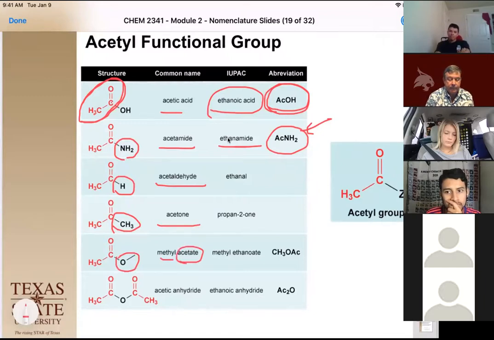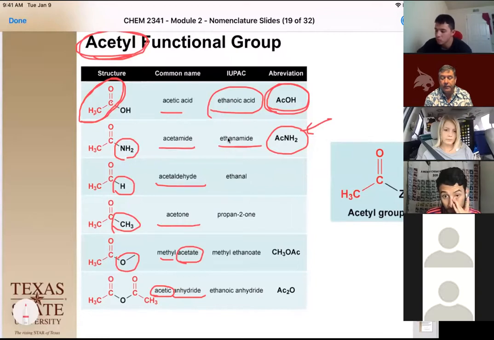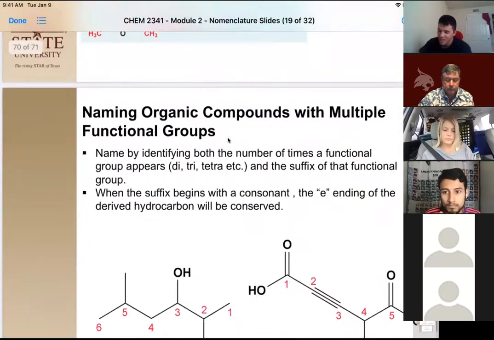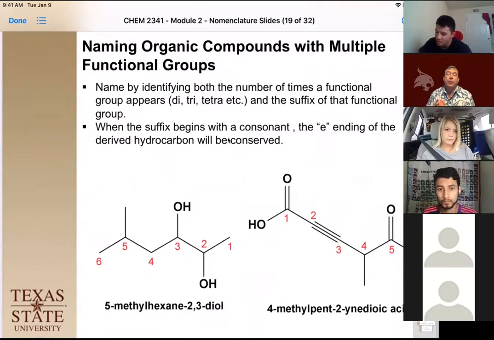And the anhydride would be acetic anhydride. So this acetyl functional group is very common, and it's something that we'll use again and again and again. In fact, if we had this as a halide down here, if we had a chlorine here, we would call that acetyl chloride. Okay, so that's if you had one functional group telling you what the name of the compound was.